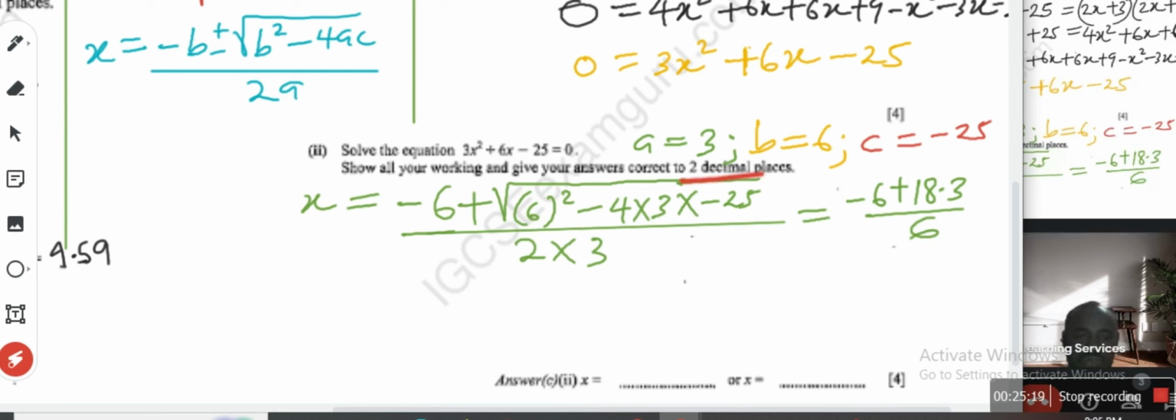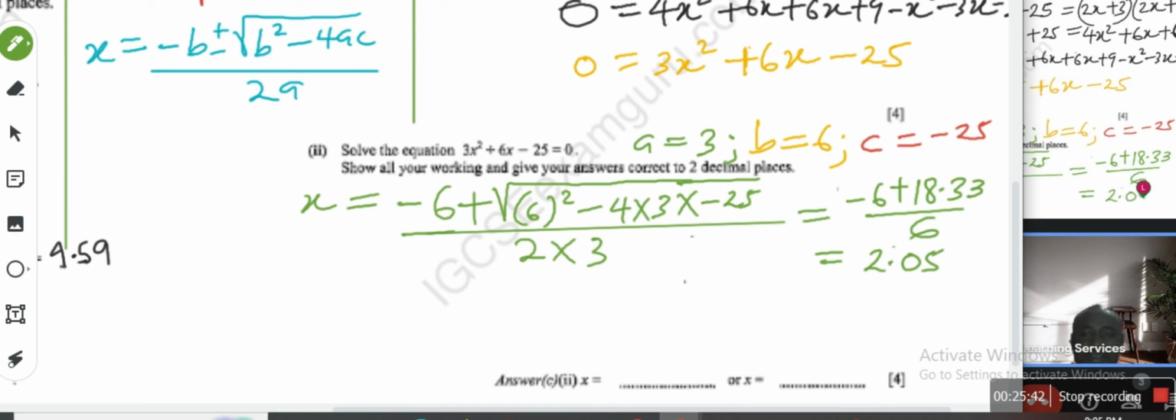It said 2 decimal places, please. That answer you gave me should be to 2 decimal places. It's 18.33. Oh, okay, 18.33. So simplify this. 2.05, sorry. So 2.05. All right, that's for when we applied the plus, because it is plus or minus.